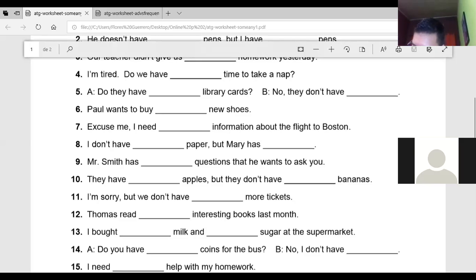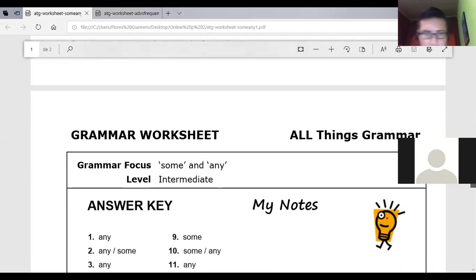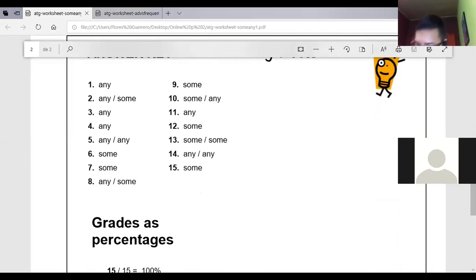Finished. Okay. What about the rest of you? Have you finished? Yes. Okay, let us start checking the answers. When it says some or any, you have both options. There you can check whether you did your work well. Number one is any. In number two, you have the two options, some or any. Number three, any. In five, any. In seven is some. In eight, you have the two, any and some. Let me know when you finish checking your work.